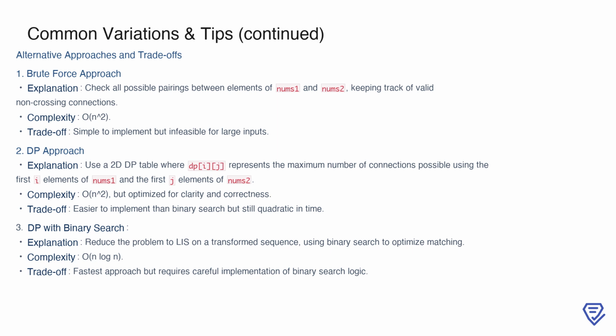For the fastest solution, you can use dynamic programming with binary search. This involves transforming the problem into one of finding the longest increasing subsequence in a specific sequence, and using binary search to optimize the matching process. While this approach is the most efficient with a time complexity of n log n, it requires careful implementation and validation of the binary search logic. Understanding these trade-offs will help you choose the right approach based on the constraints of the problem.